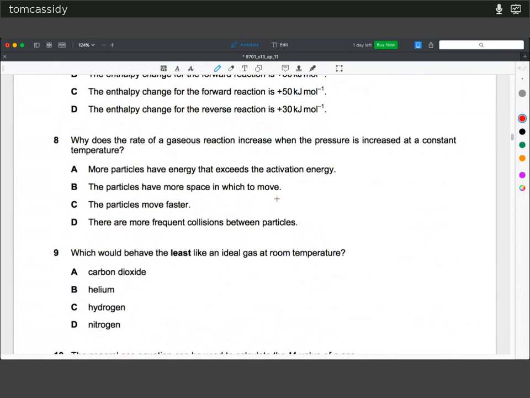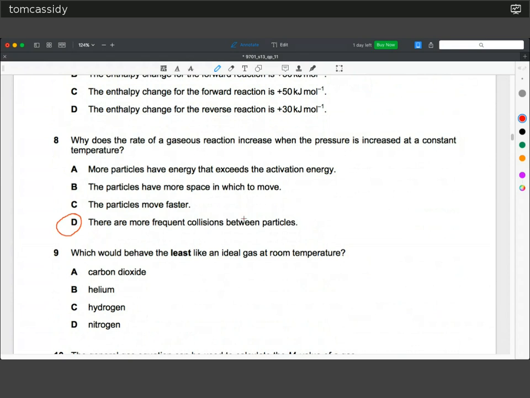Okay, question 8. Again, we can try and extend GCSE knowledge here. Why does the rate of a gas reaction increase when the pressure is increased? Well, if you increase the pressure, you're squashing the gas particles into a smaller space, and that's like increasing their concentration. And you know from your work at GCSE that if you increase the concentration, you have more collisions, and that leads to a greater rate of reaction. And so D is our answer here. We've got the same number of particles, but in a smaller space. We've increased the pressure, and that means we have more frequent collisions between the particles, and that's the reason that the rate of reaction increases.